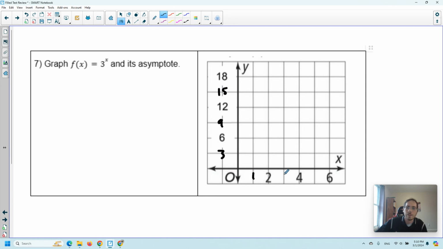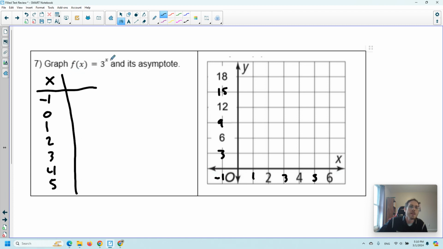It's 15. These lines are all 1s. So it looks like I want to do -1, 0, 1, 2, so on and so forth. So for the x's, it looks like I want to pick -1, 0, 1, 2, 3, 4, 5. Maybe I'll go out to 6. We'll see. But f of x is going to be 3 to the x.